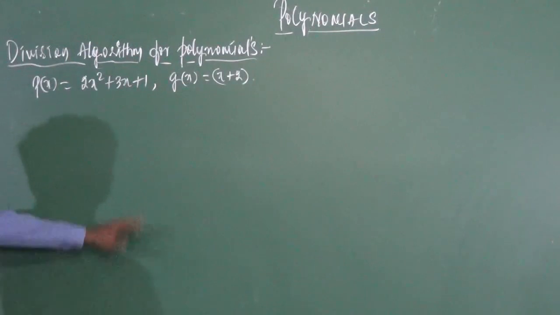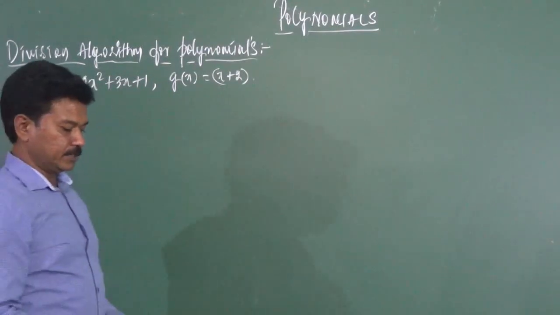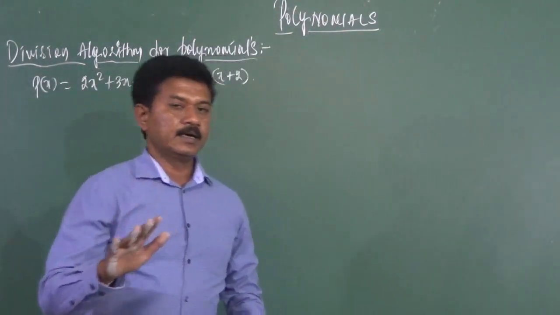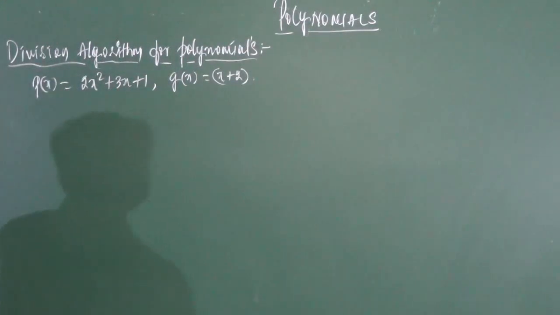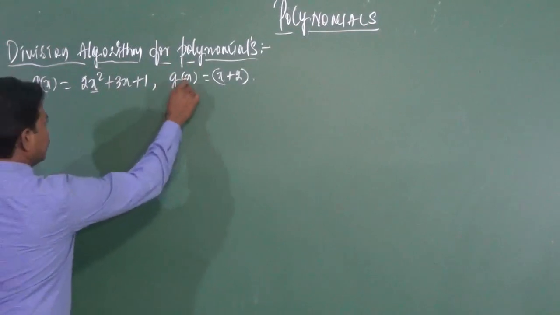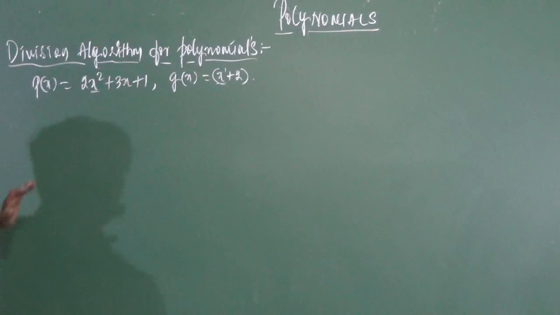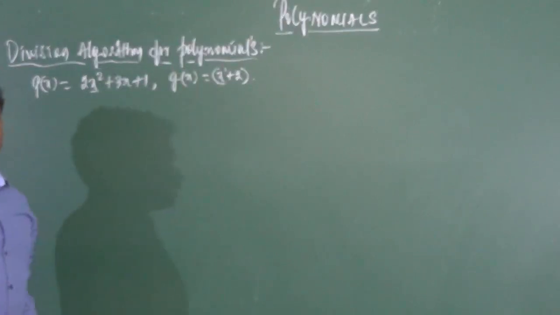If you observe here, the degree of polynomial p of x is greater than the degree of polynomial g of x. That's very important. In the case of polynomials, when we are applying this concept, you have to very keenly observe the degree of the polynomials which we are taking. Here the degree of p of x is 2 and the degree of g of x is 1, that is, the highest power of the variable x is 1. Therefore it is a quadratic polynomial and this is a linear polynomial.